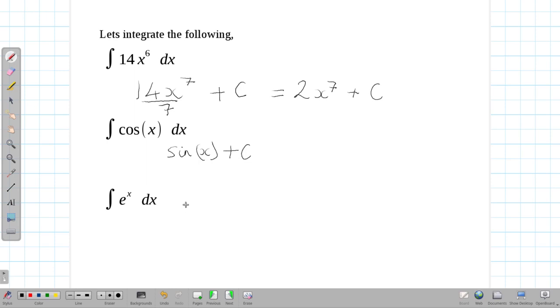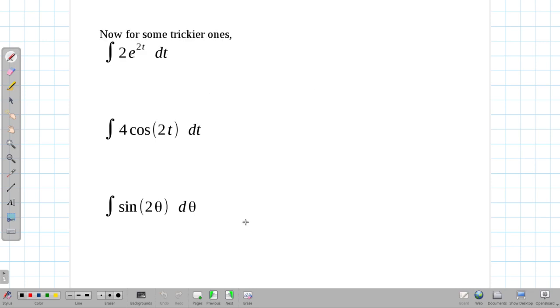So e to the x. Remember this one? Differentiate e to the x, you get e to the x. So if you integrate e to the x, guess what? You get e to the x. It's the world's easiest integration. Plus c. And if you're not sure, differentiate it and see if you end up back where you started, and obviously it will get you back to e to the x, the c will disappear. Okay, let's look at some trickier ones.